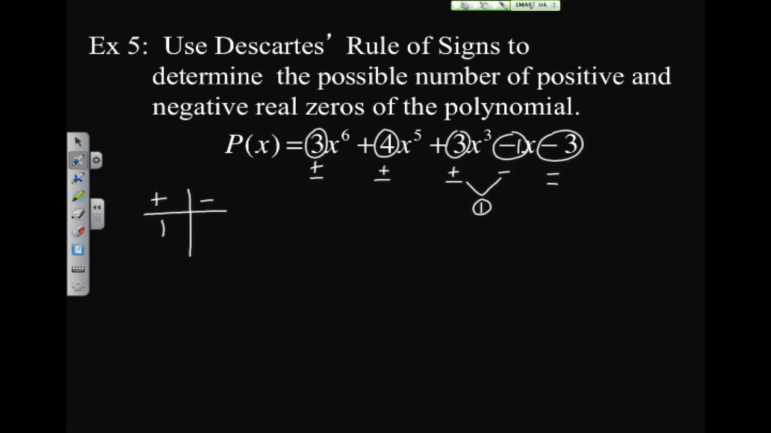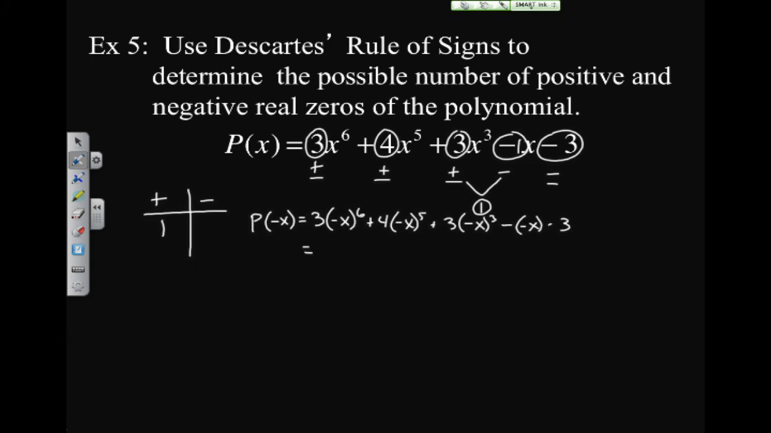So now with the negatives, we have to actually check p of negative x, which means we replace all the x's with negative x's. So it'll be negative x to the 6th, plus 4 times negative x to the 5th, plus 3 times negative x cubed, minus negative x, minus 3. And then we have to simplify.